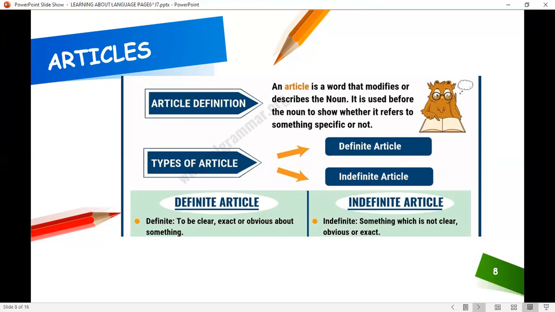Types of article. There are two types of article, definite article and indefinite article. Definite means something specific and indefinite means something unspecific or something not clear. Now, definite article is to be clear, exact or obvious about something, while the indefinite article is something which is not clear, obvious or exact.